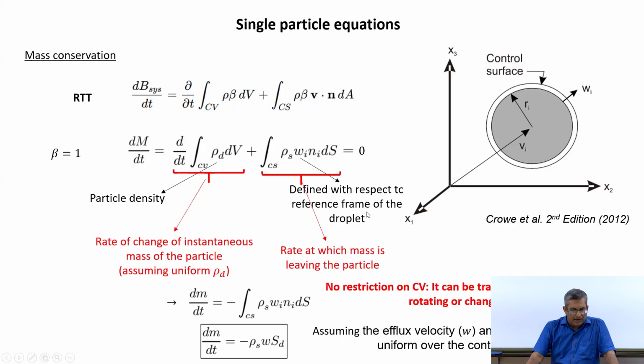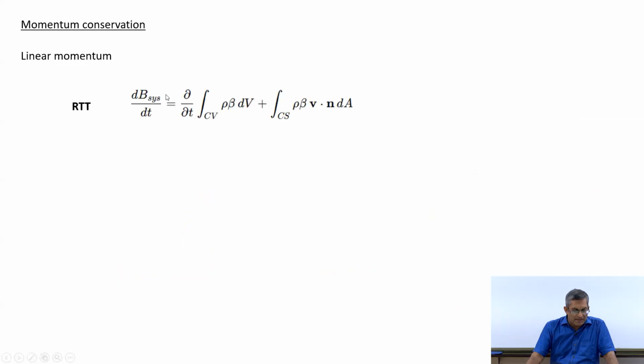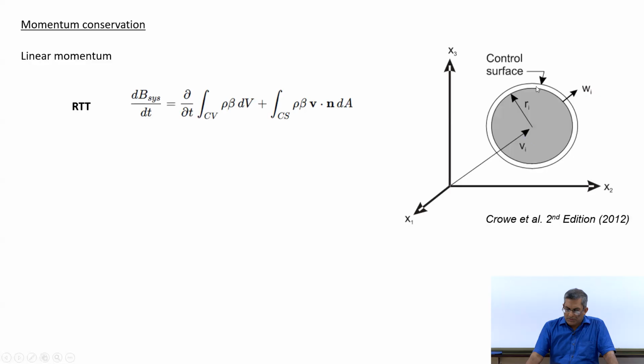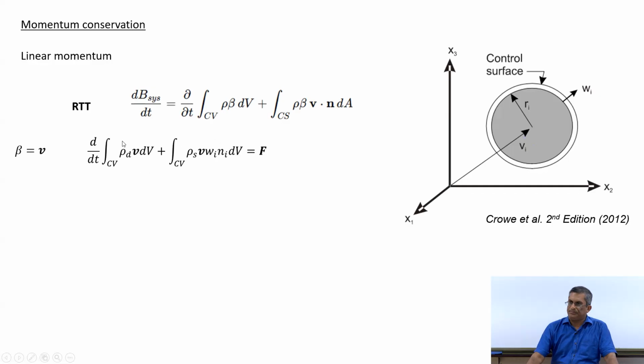Now, we will look at the momentum conservation, and first the linear momentum. So in this case, what is the value of beta? This is the velocity of the particle. If we plug this in here, we get this expression. On the right side, what do we have? The force. So, the rate of change of momentum is equal to the external force.